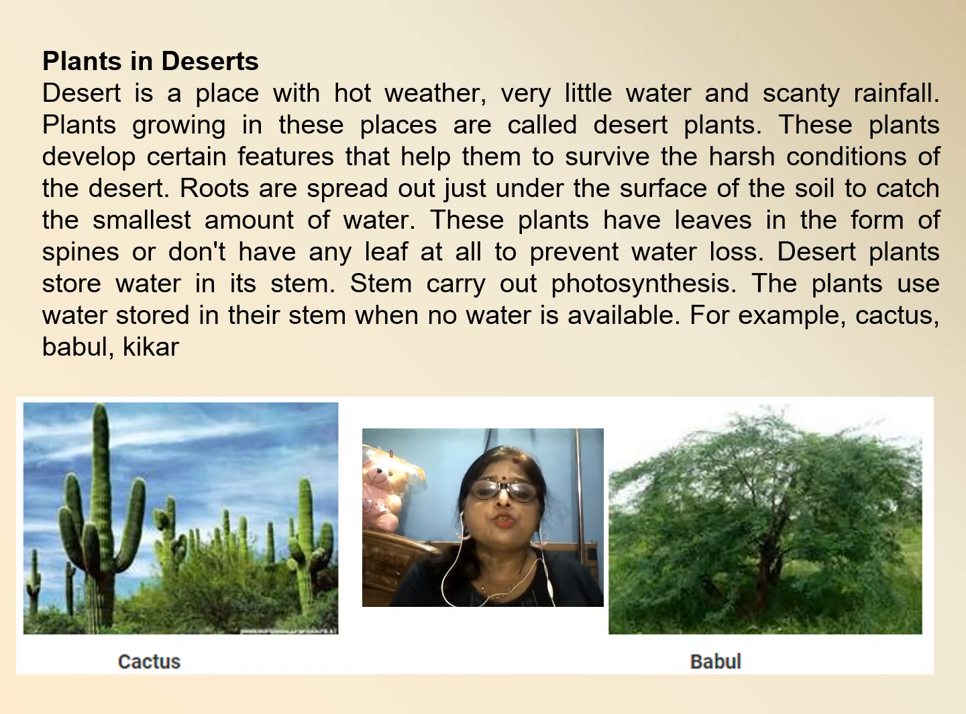Desert plants store water in their stem. Due to this, they are spongy. The plants use water stored in their stem when water is not available. Examples of desert area plants are cactus, babul and kikar.